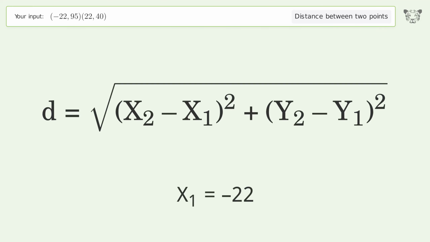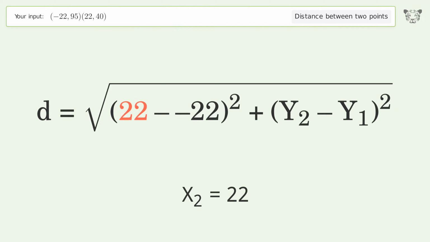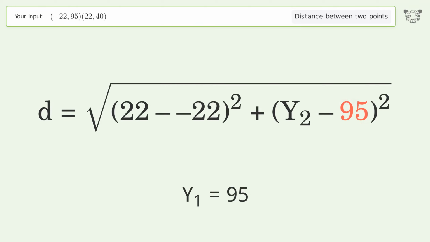x1 equals -22. x2 equals 22. y1 equals 95. y2 equals 40.